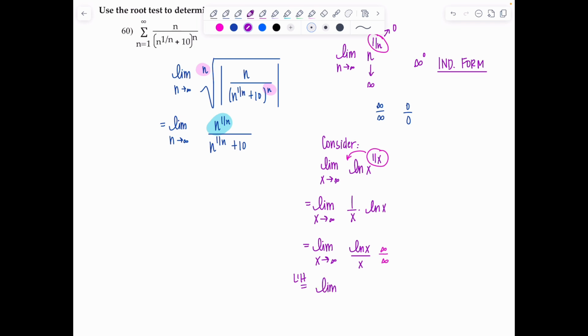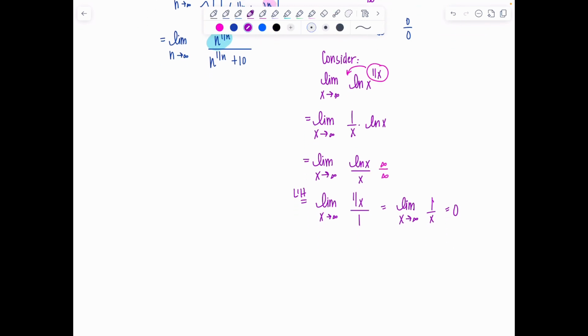Then we've got the limit as x goes to infinity. The derivative of ln of x is 1 over x, and the derivative of x is 1. So this is the limit as x approaches infinity of 1 over x, which is 0. Now, this is the limit of the natural log of x to the 1 over x. If I wanted the limit as x goes to infinity of just x to the 1 over x, then I would have to take e and raise it to whatever I got, in this case the 0, which is 1.